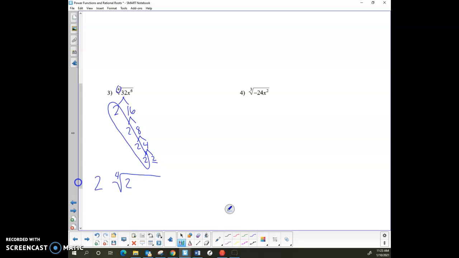x to the 6. Well, I can say 6 minus 4. I've got 2 x's left. And I've got one group of 4. So I'm going to take one group out. One group of x's is going to go on the outside.